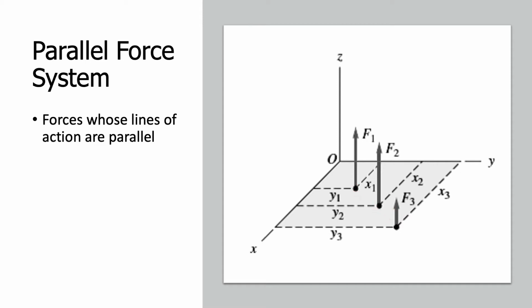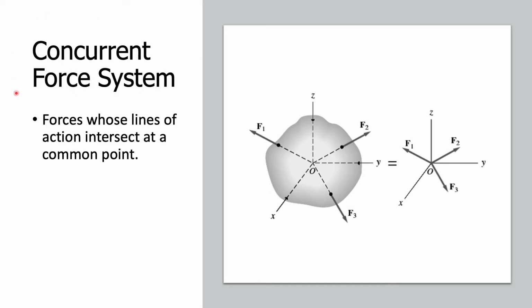For a concurrent force system, the lines of action of the set of forces intersect at a common point. So for example, in this picture, forces F1, F2, and F3 intersect at point O. Therefore, it is a concurrent force system. Now, the forces, when extended, pass through this single point, and the point is called the point of concurrency. The lines of action of all forces meet at the point of concurrency. Now, concurrent forces may or may not be coplanar.